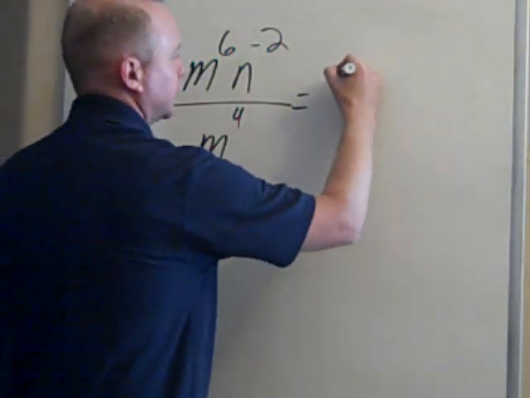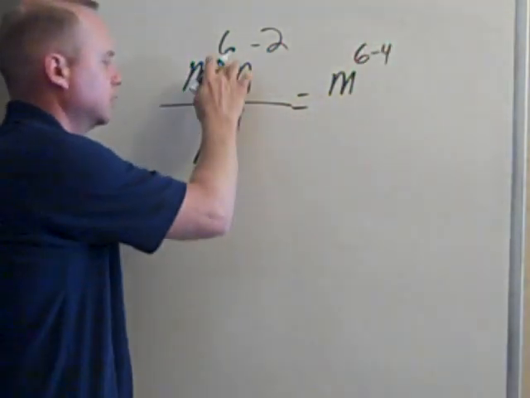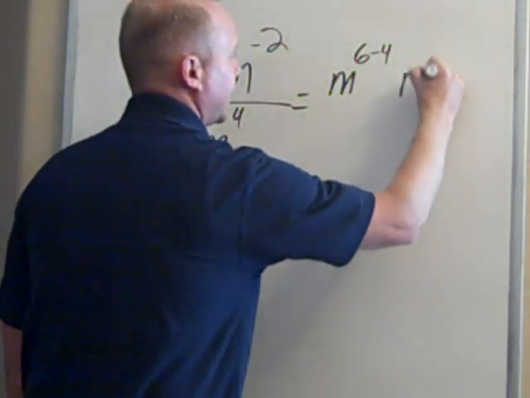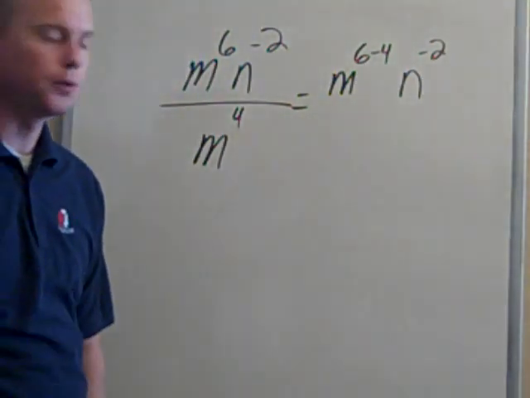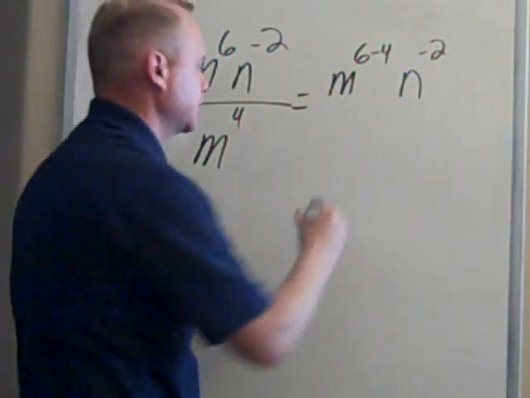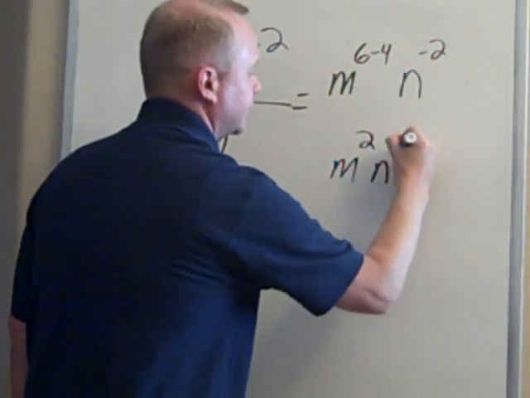Okay, on this particular one, it'll be m to the 6 minus 4. These have the same base. We're just subtracting their exponents. Then I go ahead and write my n to the negative 2. And I think that'll work just fine for the moment. Okay, we've got to determine 6 minus 4 would give us 2, a positive 2. So this is m squared n to the negative 2.